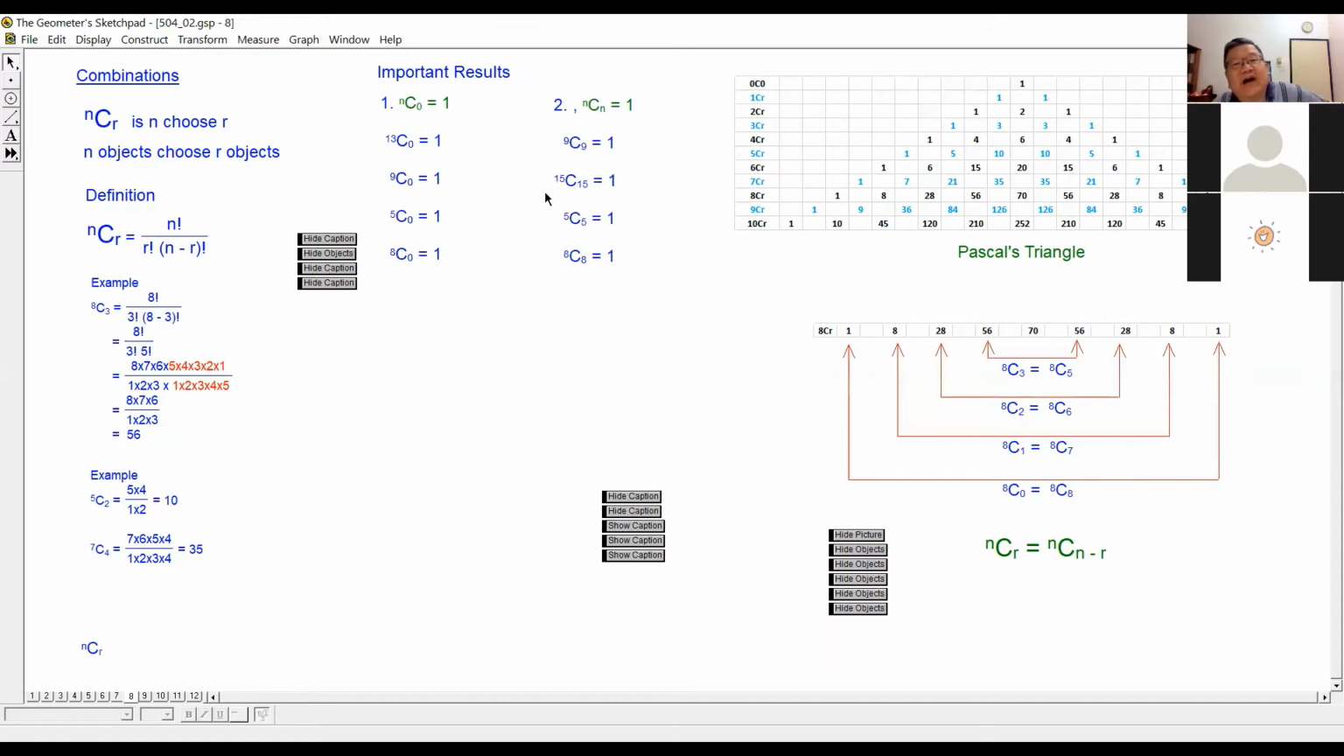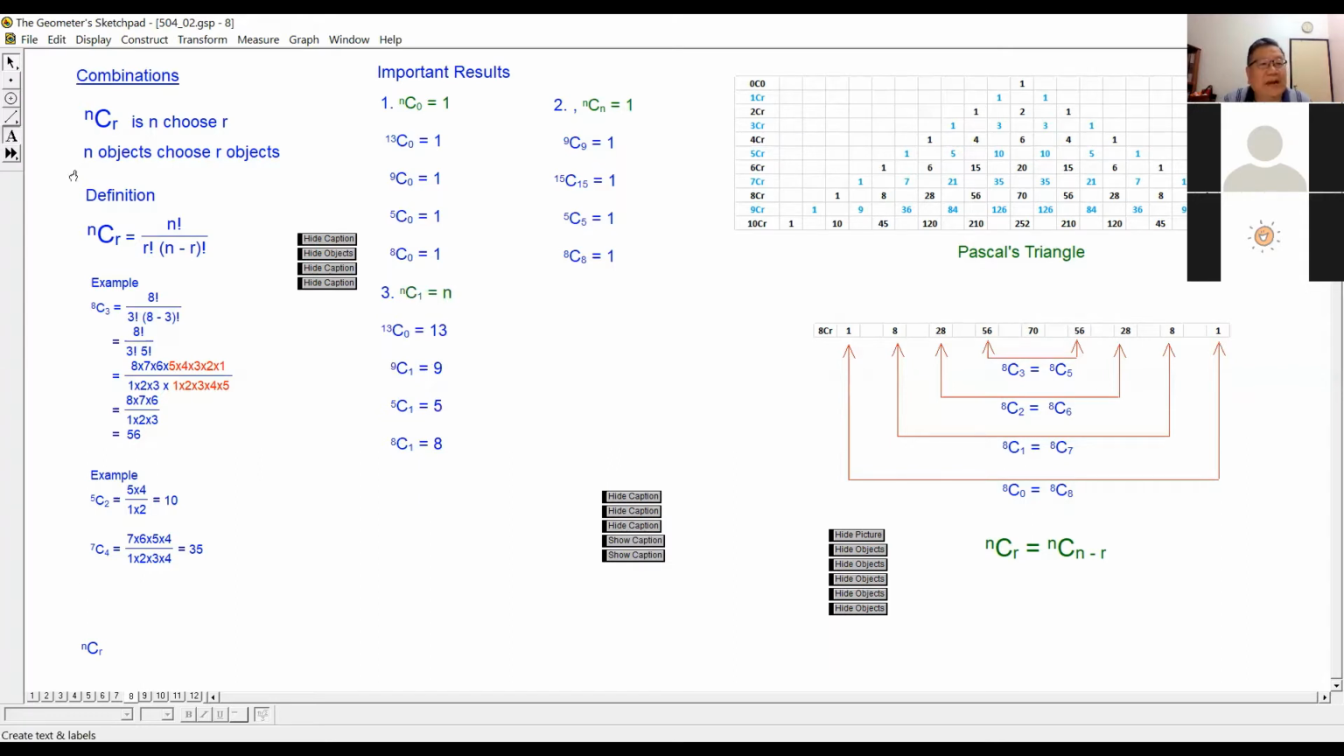So we say that 15C15, also 1. 5C5, also 1. 8C8, also 1. So you remember these important results. nC0 is 1, nCn is also 1. Next important result, nC1 is n.